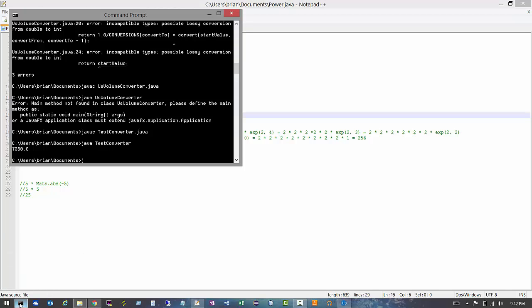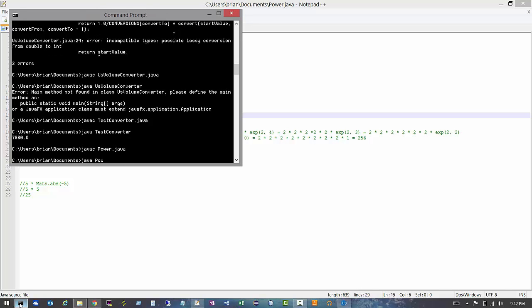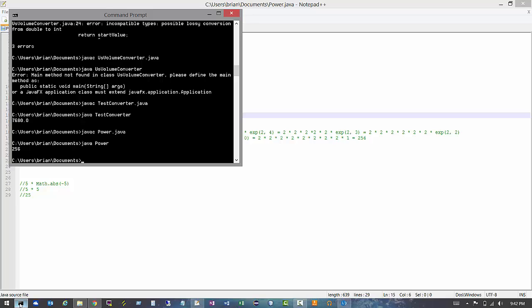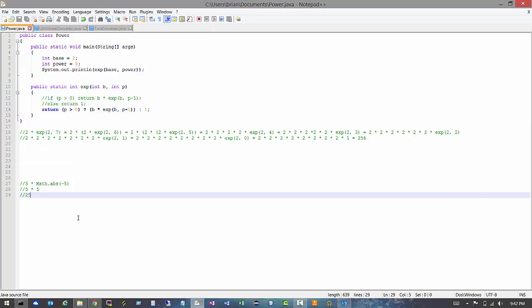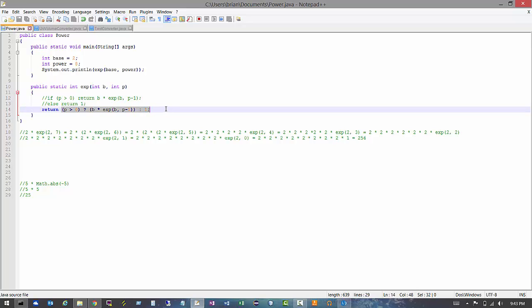Let me go back and javac Power.java. We're not going to see any different answer. It's still 256. So that's just a little bonus, a little extra piece to learn a new thing. If you've never seen the ternary operator, it is kind of neat. It's very optional.